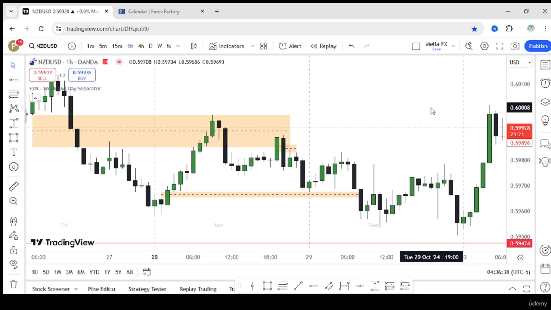You can see how the NZD and USD provide good opportunities for scalping the Asian session.